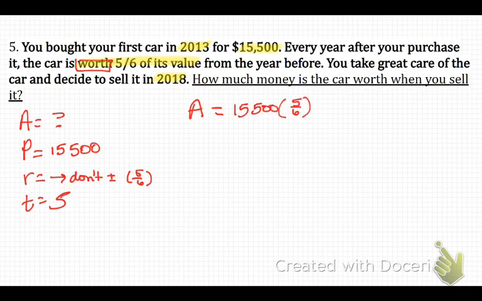Now be careful, because when it says loses, you have to subtract. If it says earns, you have to add. But if it's worth, that means it's the same. I'm going to raise this to the 5th power. If you don't know how to plug this into your calculator, you might type in 15,500, parentheses 5 divided by 6, close parentheses, raised to the 5th power. That should give you an answer. Okay, the fraction really isn't as difficult as you think it is.